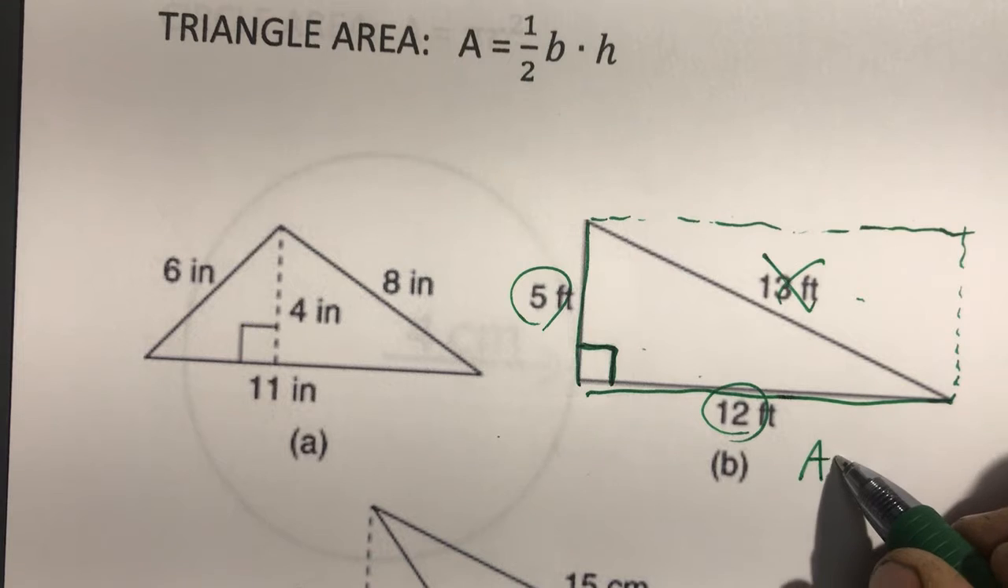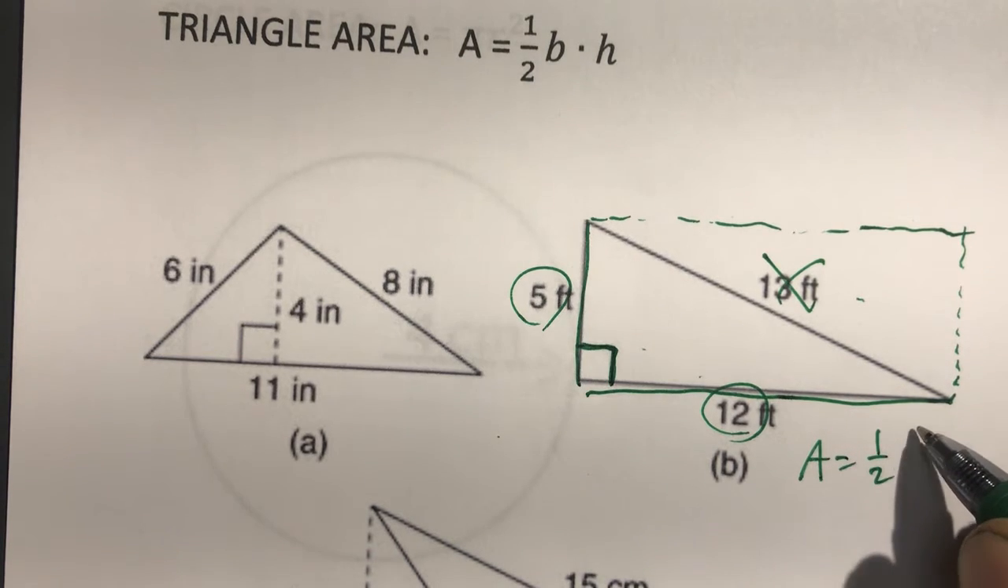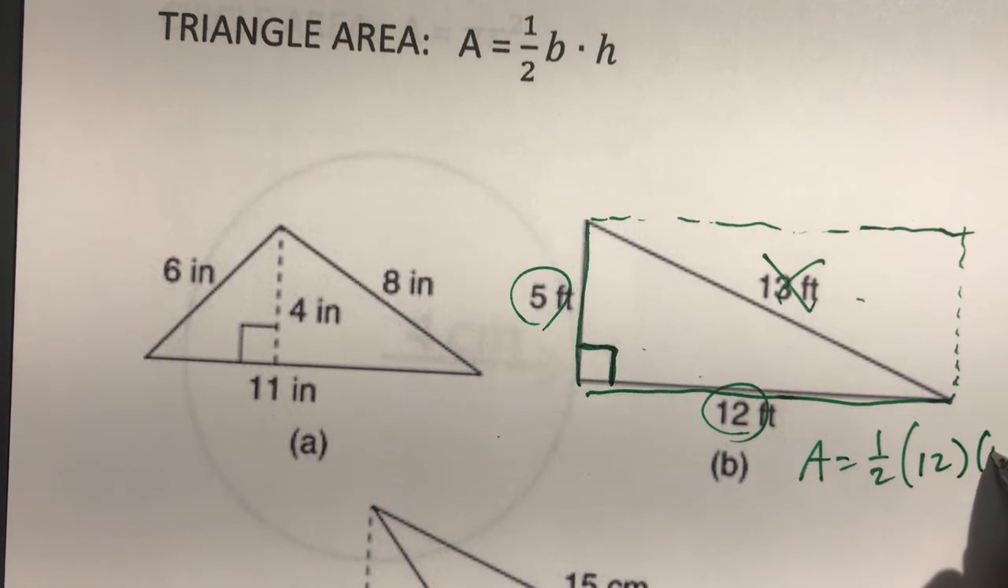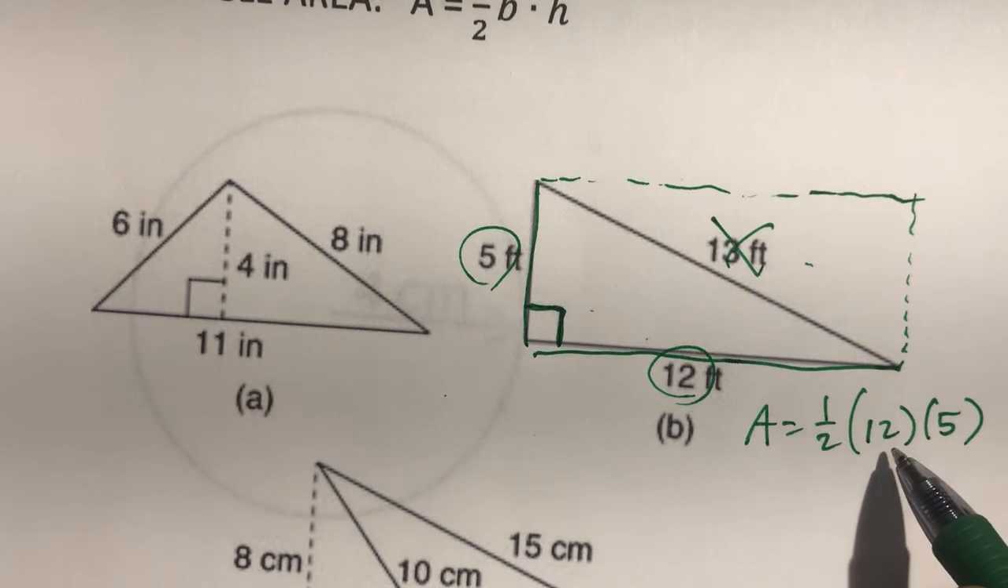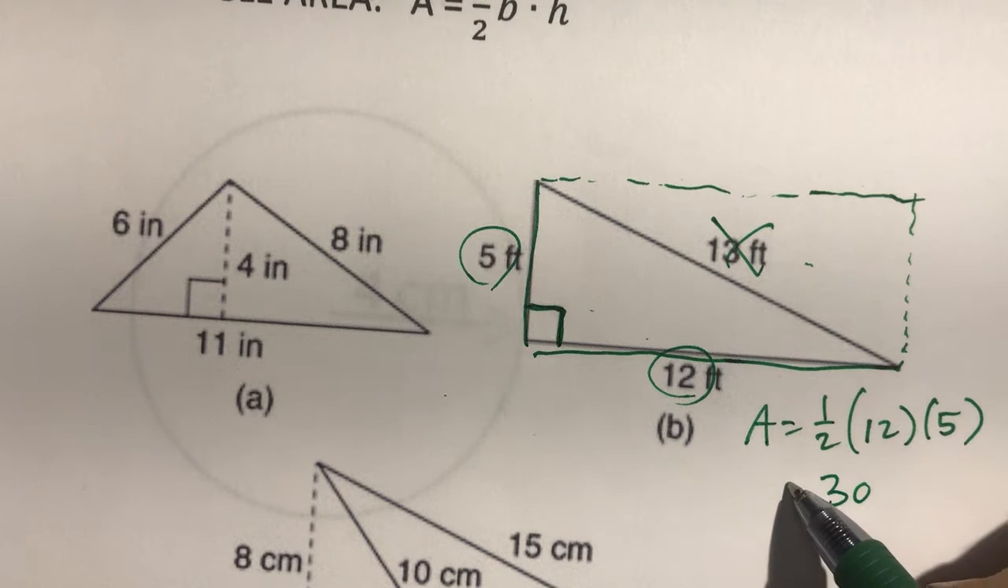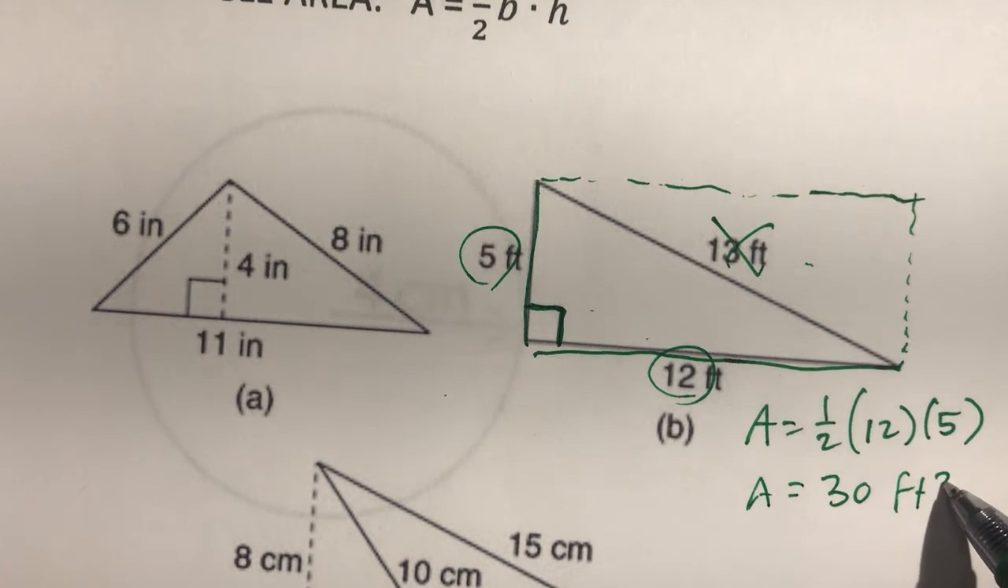So when I do this one, the area is 1/2 the base, which is 12, times my height, which is 5. So 1/2 times 12 is 6, times 5 is 30. The area is 30. These are feet squared.